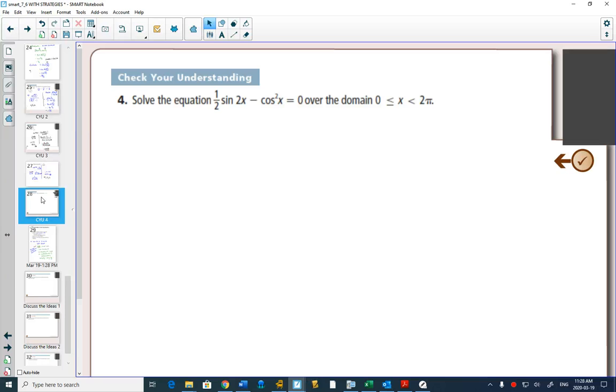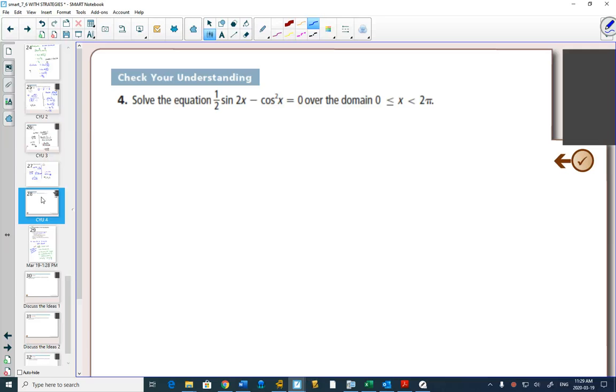Example 4. Solve this equation: 1/2 sine 2x minus cos squared x equals 0 from 0 to 2 pi. So I see the double angle. Number 3 was the proofs. Oh, that's what we did. Yep, and we did that together.